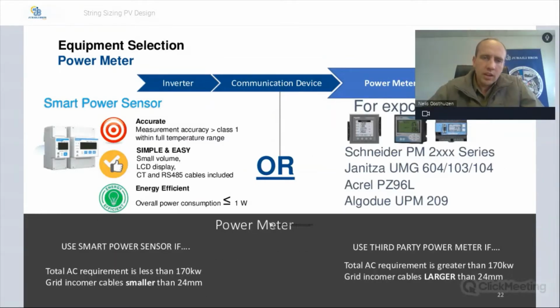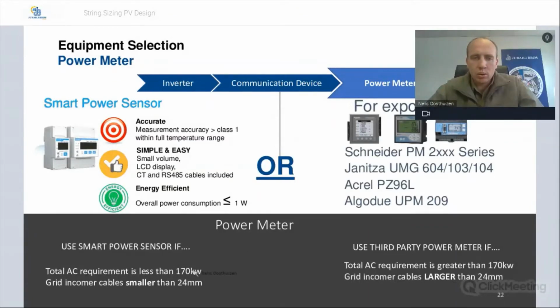But then how do you choose which power sensor to use? You can use the Huawei Smart Power Sensor if your total AC requirement is less than 170 kilowatt and your grid incomer cable is smaller than 24 millimeter. The reason for this limitation is that the Huawei power sensor comes with its own set of CTs, and that's the limitation on the opening of the CTs. And then you use the third-party power meter when your total AC requirement is greater than 170 kilowatt and your grid incomer cable is larger than 24 millimeter.